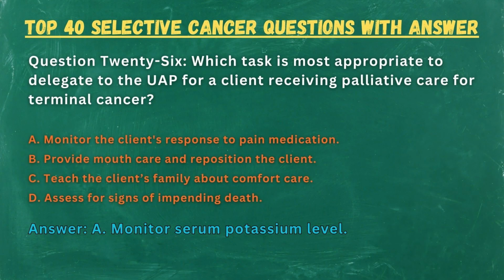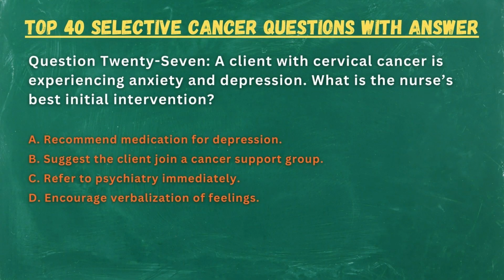Answer: B. Provide mouth care and reposition the client. Question 27. A client with cervical cancer is experiencing anxiety and depression. What is the nurse's best initial intervention? A. Recommend medication for depression. B. Suggest the client join a cancer support group. C. Refer to psychiatry immediately. D. Encourage verbalization of feelings.